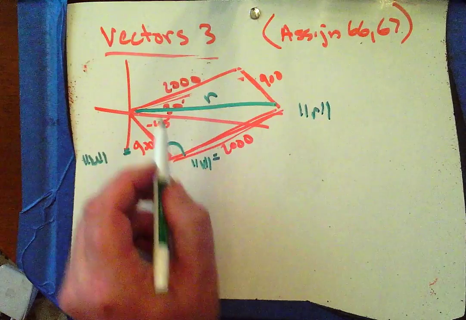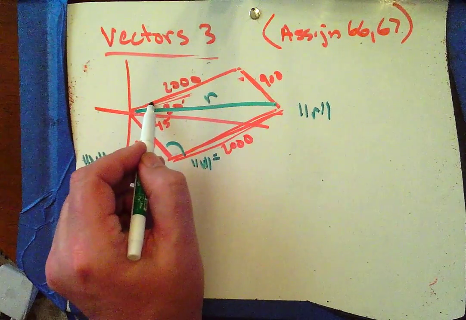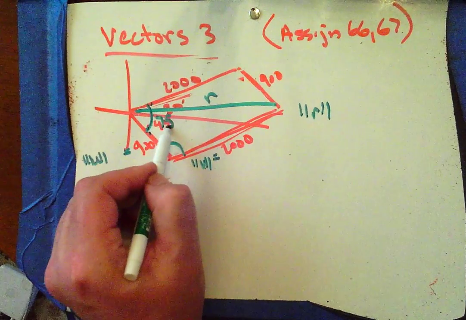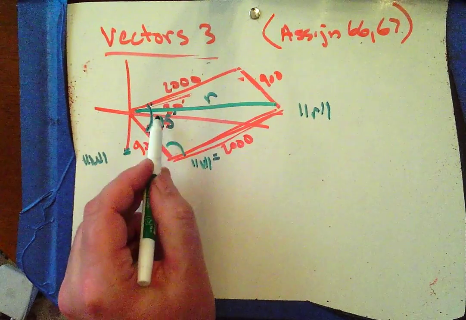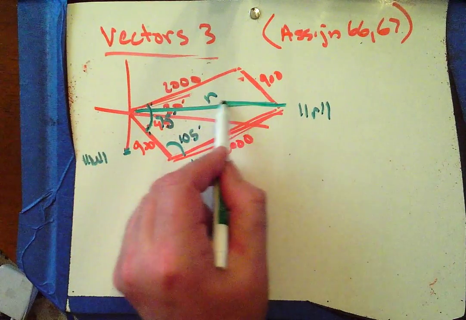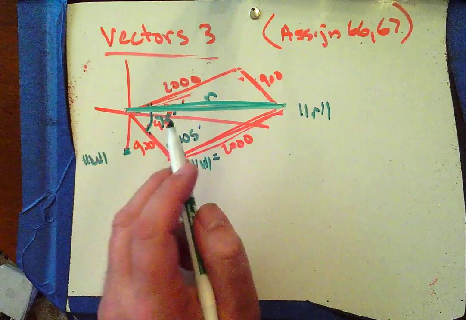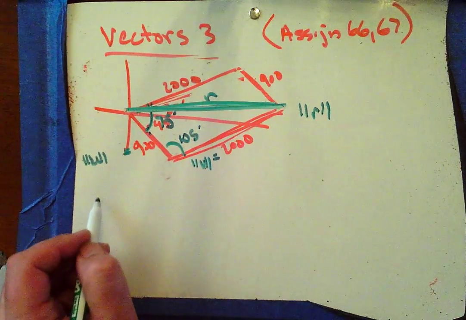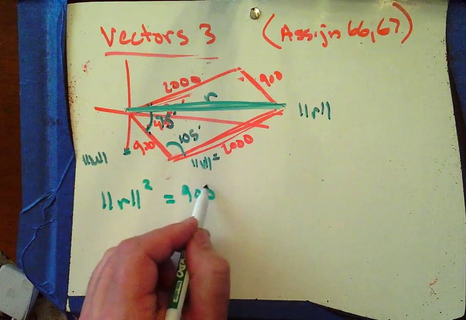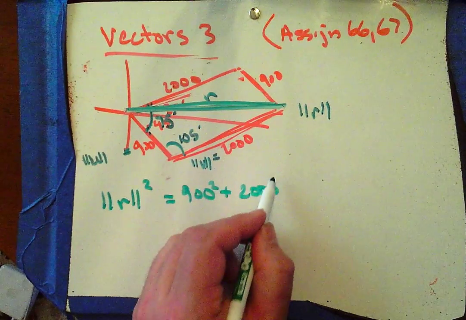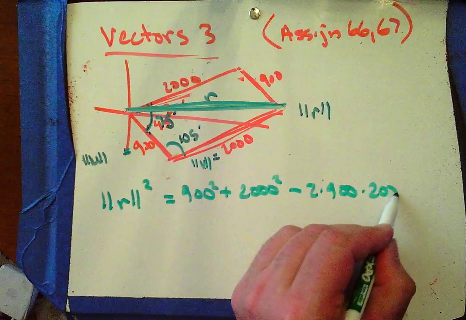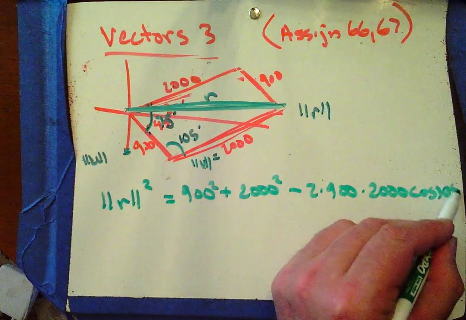Now, how big is that angle? Well, from here to here is 30, and from here to here is negative 45. That's a total of 75 degrees. These are always supplementary, so this is 105 degrees. And so, using the law of cosines, your book loves using the law of cosines here, I can say that the magnitude of r squared is 900 squared plus 2000 squared minus 2 times 900 times 2000 cosine 105.